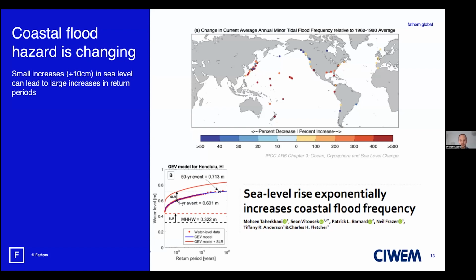It's an example for Hawaii, and it shows that an increase of sea level of 10 centimeters can transform a 1 in 50 event into a 1 in 1 event. So really dramatically change the frequency of extreme events, which really means that it's important to capture how much sea level will rise in the future.